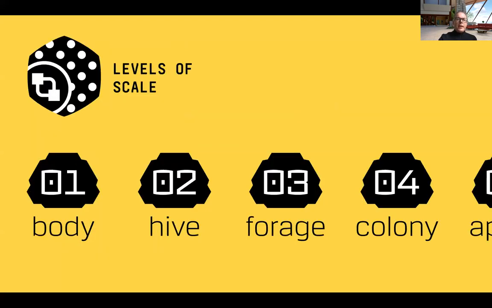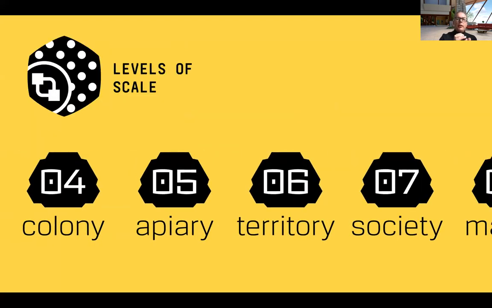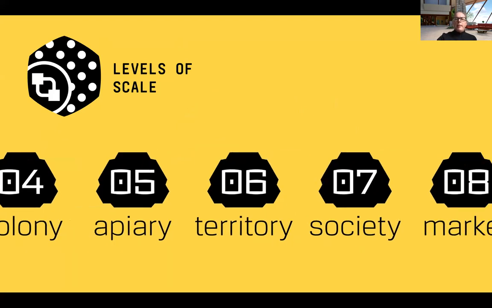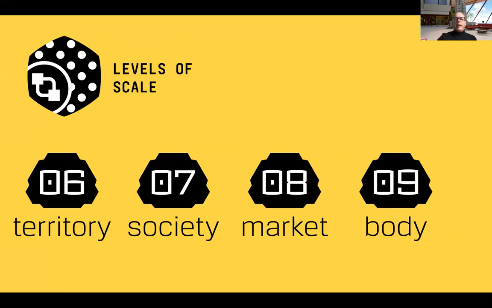So I've divided it up into different levels of analysis so that we can jump deeply into each one. It goes from the body of the bee and its colony, to the apiary as an organization, to the territory in which the bees operate, to society, and then back to a market, and then the body of the human being that's digesting honey and things like that. And that too is a part of a system.